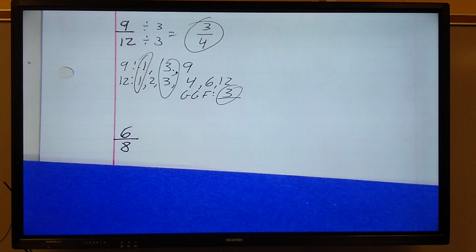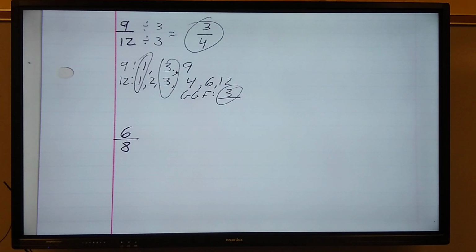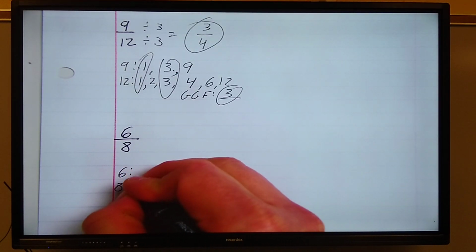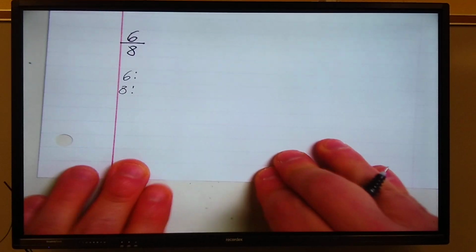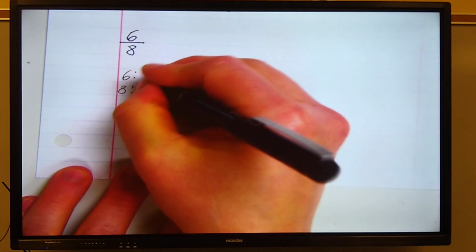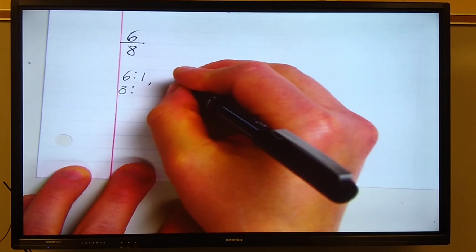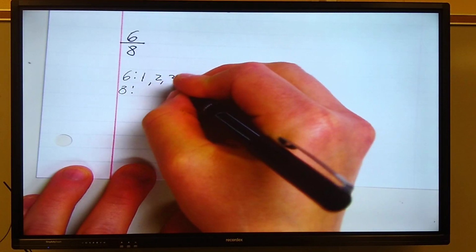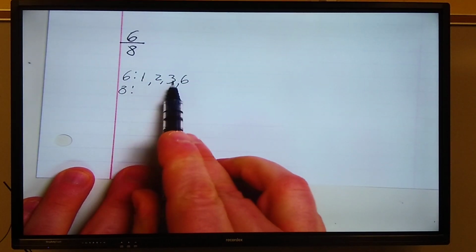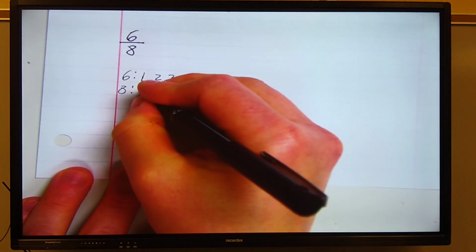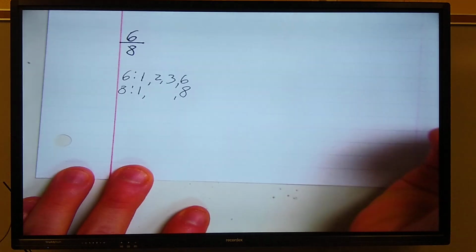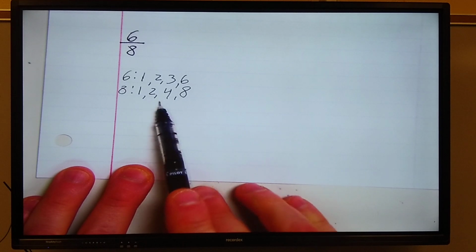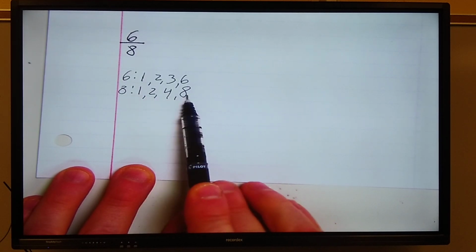All right, let's see how good you did. All right, I have to find the factors of 6 and 8. I know 1 times 6 is 6. Then I go to 2. 2 times 3 is 6, and that's it because there are no numbers in between 2 and 3. Let's do 8. I know 1 times 8 is 8. I know 2 times 4 is 8.